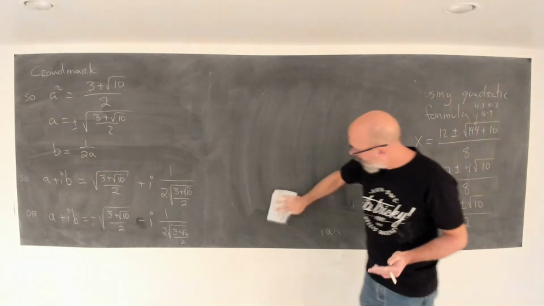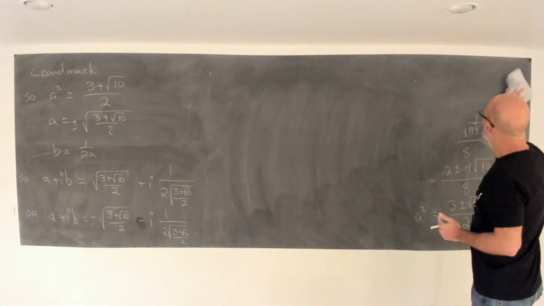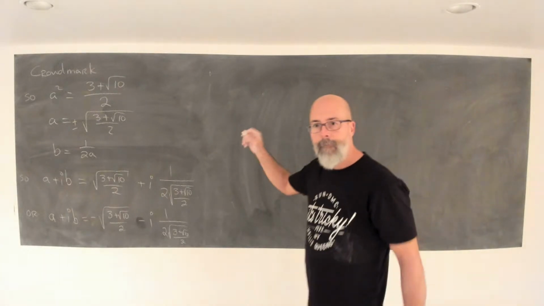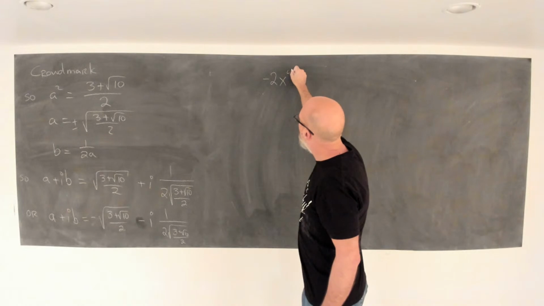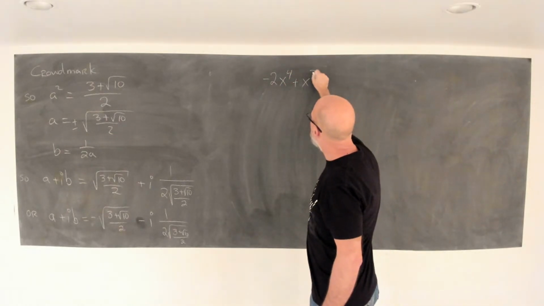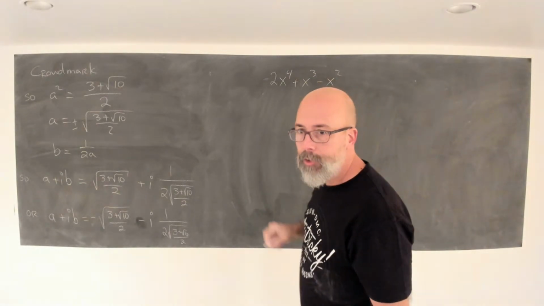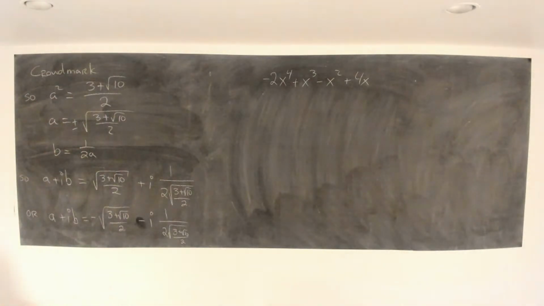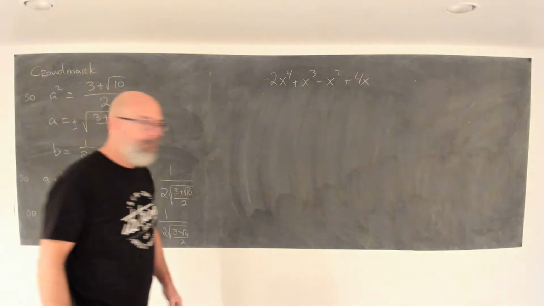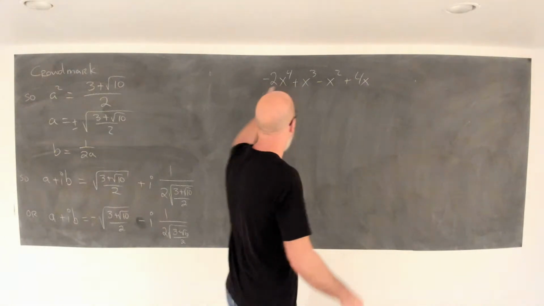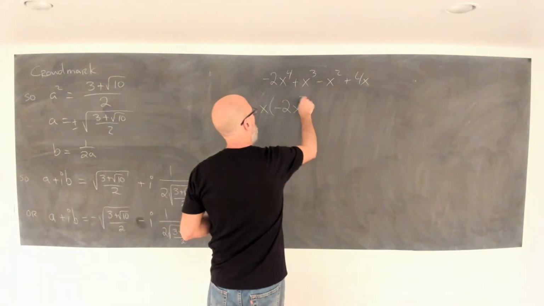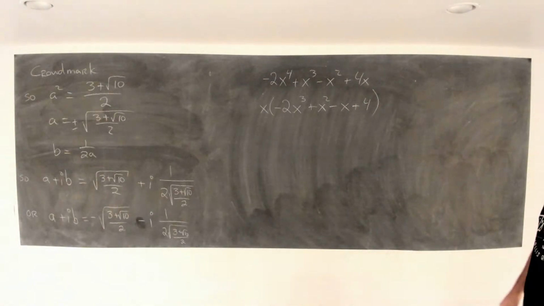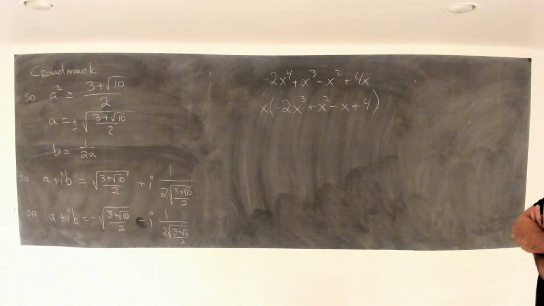Let's look at Anna's question for a moment. Anna had a polynomial which she wanted to factor. Minus 2x to the 4 plus x cubed minus x squared plus 4x. First of all, it's a polynomial of degree 4, so you know it's reducible. Immediately, without doing any work, there's an x everywhere. So you can factor out an x. So that was easy.